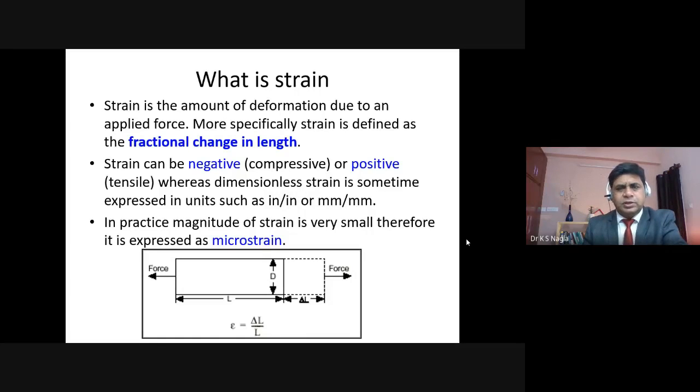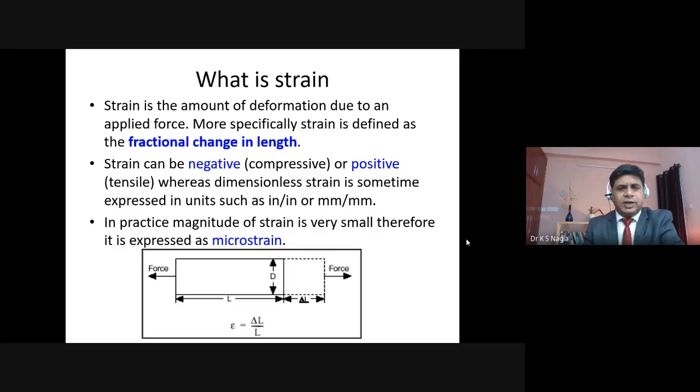So it is basically based on the principle of the strain. So what is strain? Strain is an amount of deformation due to an applied force, and more specifically, strain is defined as a fractional change in length. You already know, whenever you are applying a force or a pressure over certain material, its length is changed. Now, it depends upon the materials to materials as well as the force, how much length is changed, and generally it is very small.